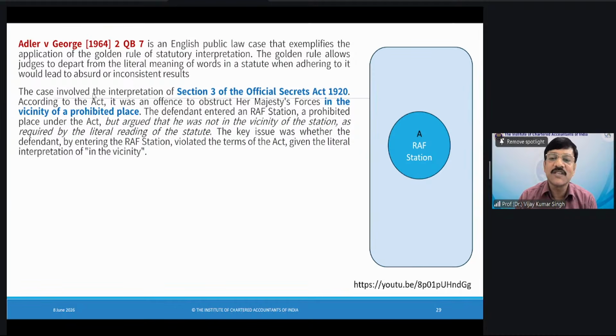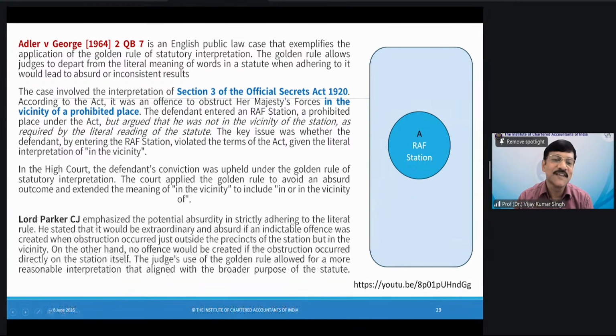So the key issue was whether the defendant, by entering the RAF station, violated the terms of the act, given the literal interpretation of in the vicinity. Quite an interesting argument, right? So the lawyers make interesting arguments. In the High Court, the defendant's conviction was upheld under the golden rule of statutory interpretation. The court applied the golden rule to avoid an absurd outcome and extended the meaning of in the vicinity to include in or in the vicinity of.